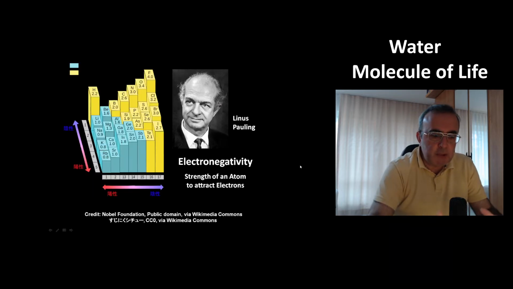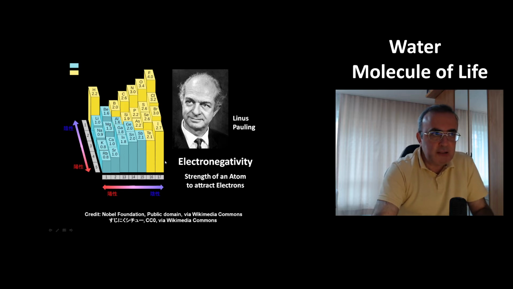To understand the polarity of bonds, you need this concept of electronegativity. It was developed by Linus Pauling, and it gives you an idea about the strength of an atom to attract electrons. This is a nice diagram. It does not contain all the elements, but it gives you a good idea of the tendencies.